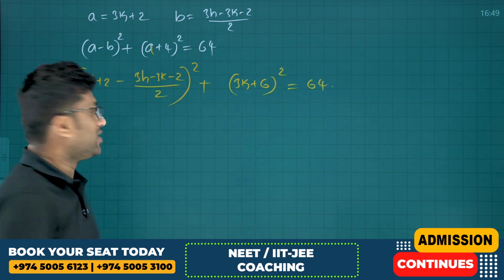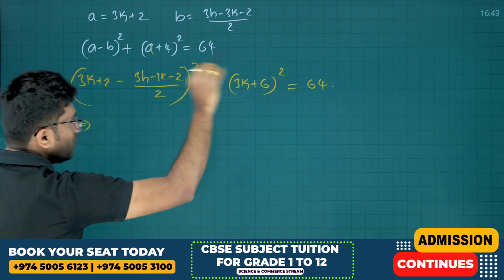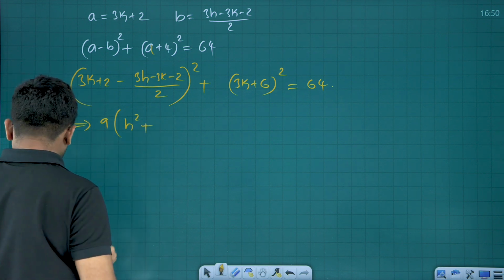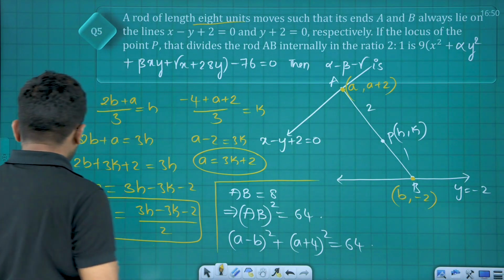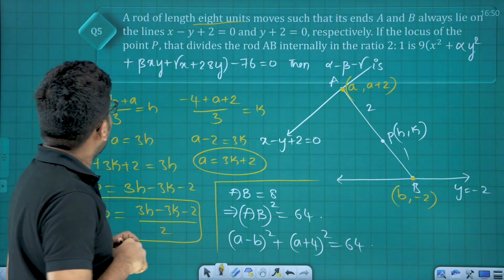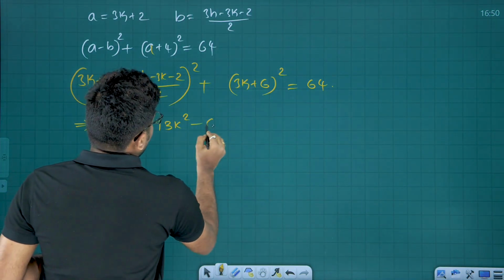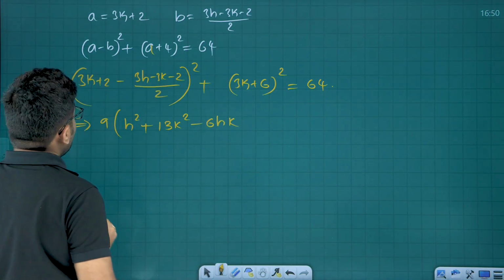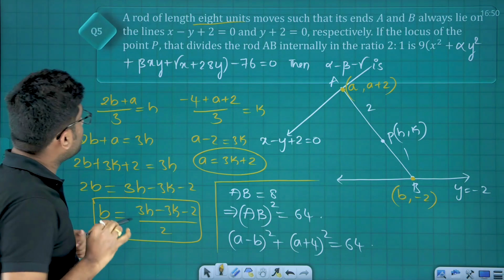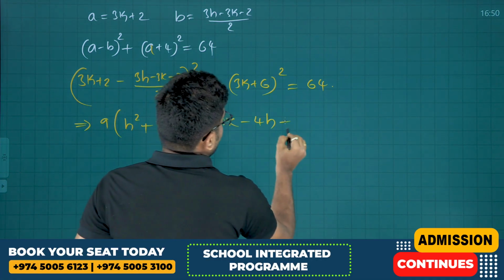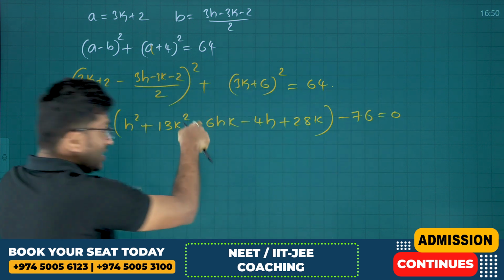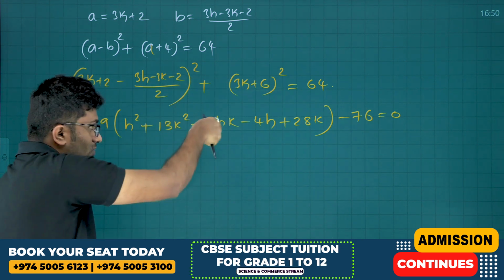Now if you simplify this, friends, we will be getting an equation in terms of h comma k, that is 9 times h square plus 13k square minus 6hk minus 4h plus 28k minus 76 is equal to 0. If you simplify this, we'll get it.